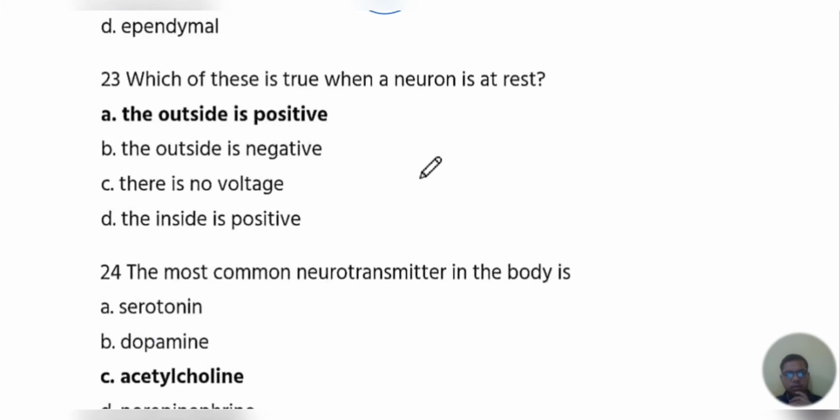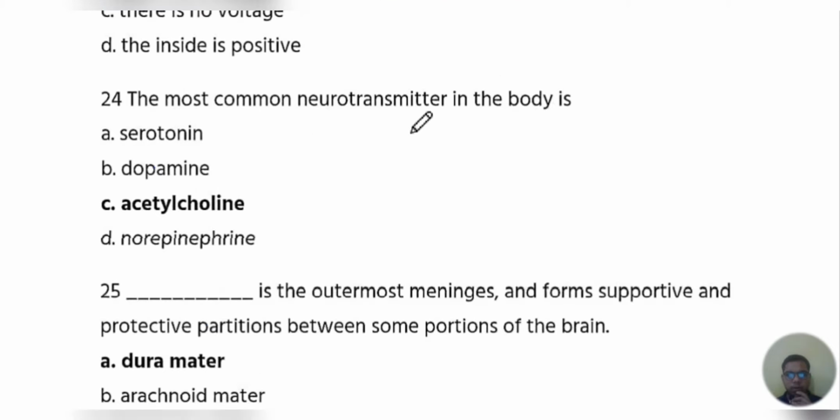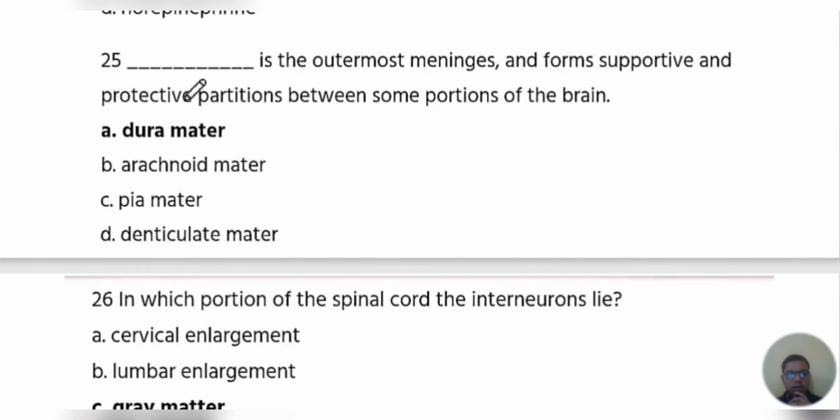Next is question number 23: which of these is true when a neuron is at rest? The answer is A, the outside is positive. Next is question number 24: the most common neurotransmitter in the body is. The answer is C, acetylcholine. Next is question number 25.